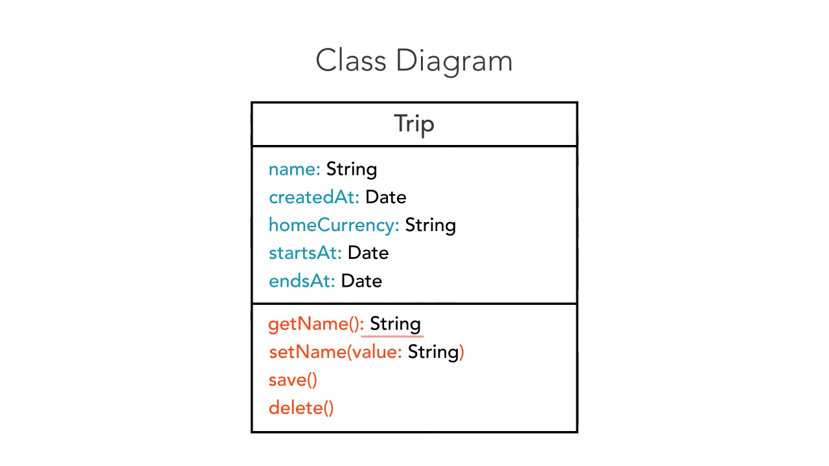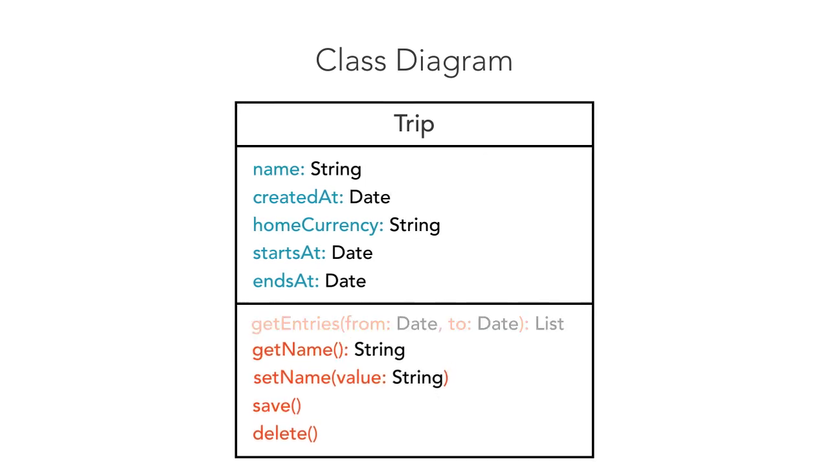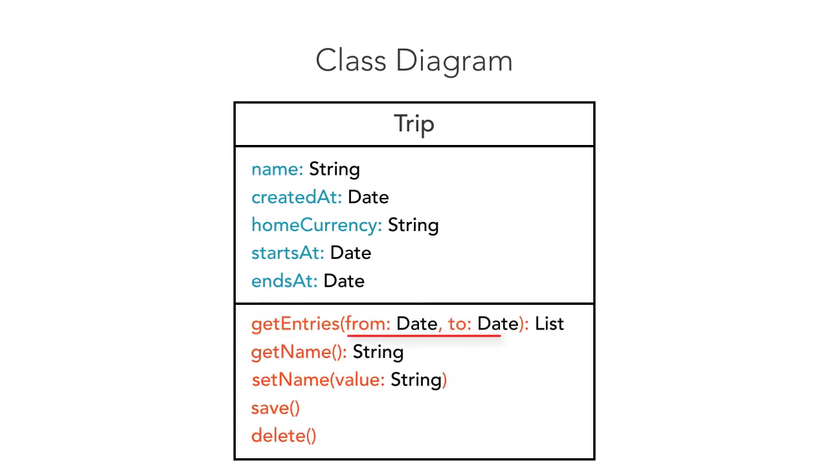And we can also have methods that have arguments and a return type. getEntries takes 2 arguments called fromDate and endDate, both of type Date. The method returns a list of entries. This list could contain multiple values or just a single value, or it could even be empty. We don't specify this in our class diagram.